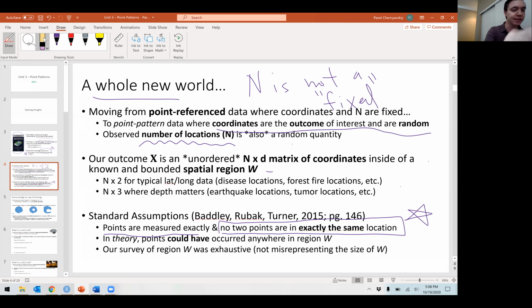The next one is another important one. I keep saying the window is very, very important. Well, the window is very, very important because you are assuming that in theory, your points could have occurred anywhere in your observation region, observation window, spatial domain. They could have occurred anywhere. You're also assuming you exhaustively sampled the region. So how does this really play out?